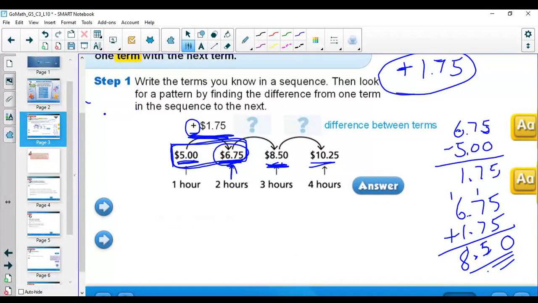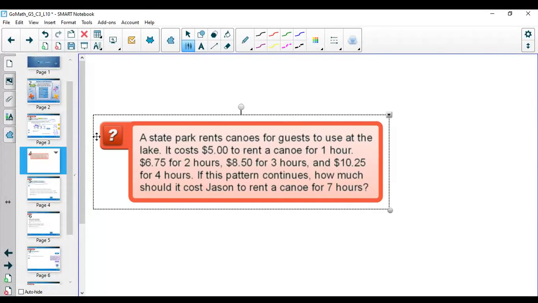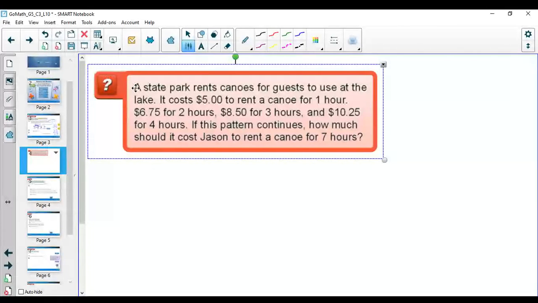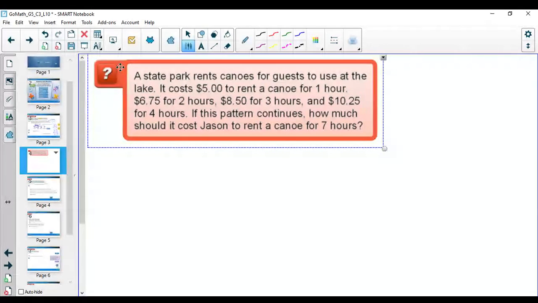Now, you might be asking yourself, when would we use math like this? And they've provided us with a story problem that matches. It says here that a state park rents canoes for guests to use at the lake. It costs $5 to rent a canoe for 1 hour, $6.75 for 2 hours, $8.50 for 3 hours, and $10.25 for 4 hours. So we know that this is a situation where we are using this idea, this rule. We see a place that rents canoes. They have an initial cost, and then each hour costs a little bit more.